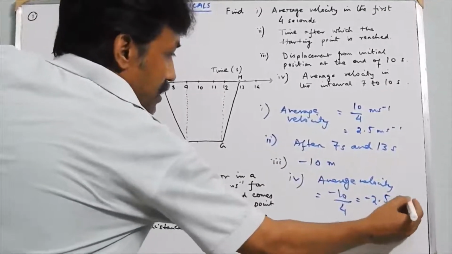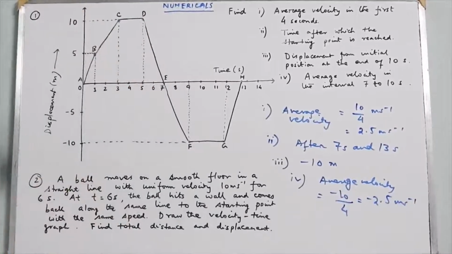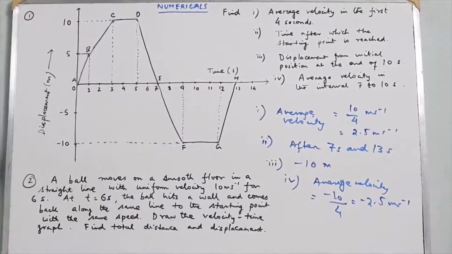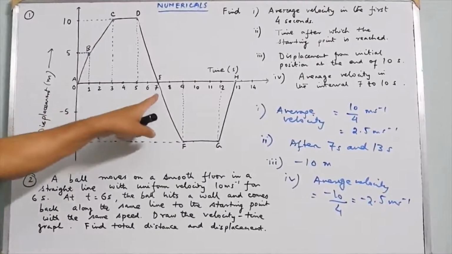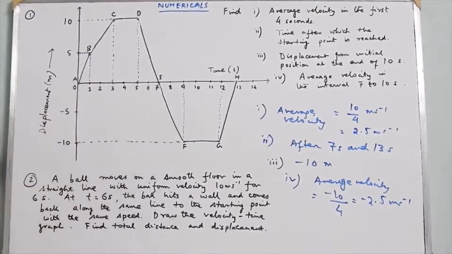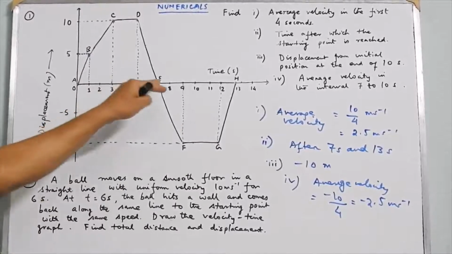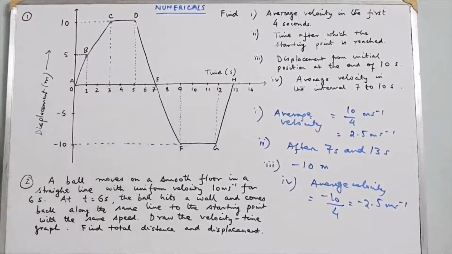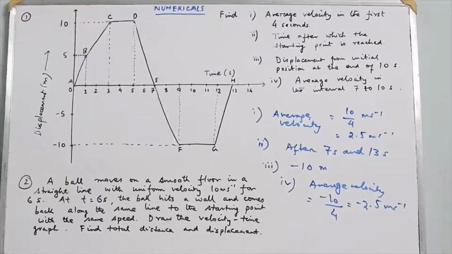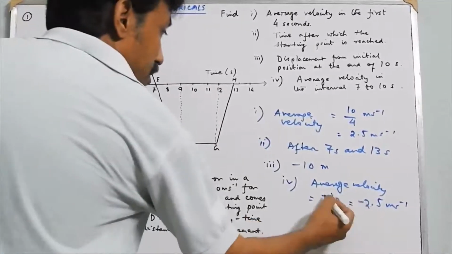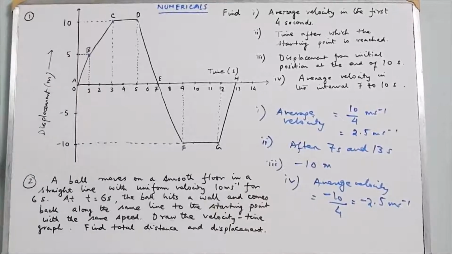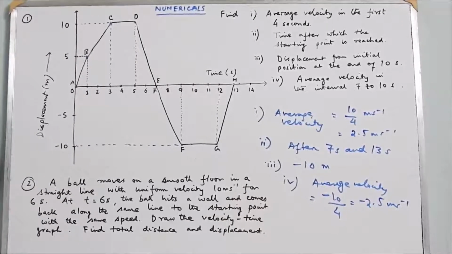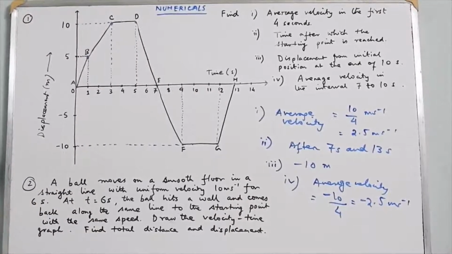Here again the minus sign indicates that the direction of motion has changed. The direction of motion is now towards the starting point. Up to 7 seconds, the direction is away from the starting point, and from 7 to 13 seconds, it is again towards the starting point. That's why the velocity is negative, because it is a vector quantity. Displacement is also negative because it is a vector quantity. Negative sign for vector quantity indicates their direction.